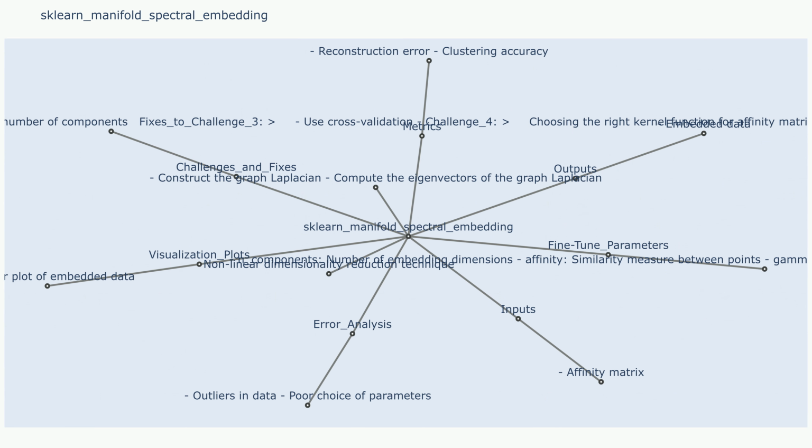Fixes to challenge 2. Outlier detection: identify and remove or handle outliers before constructing the affinity matrix. Robust affinity measures: employ robust similarity measures that are less sensitive to outliers.